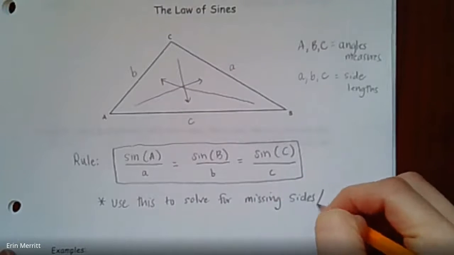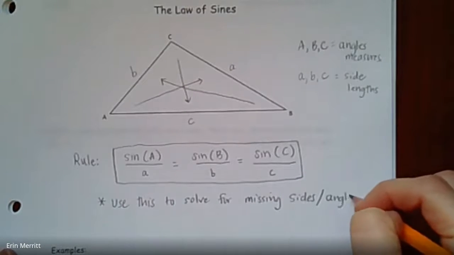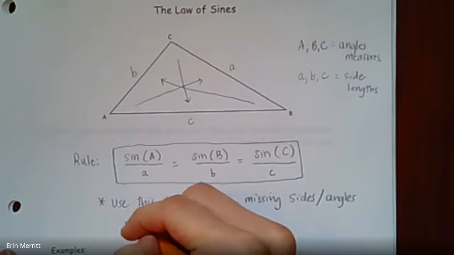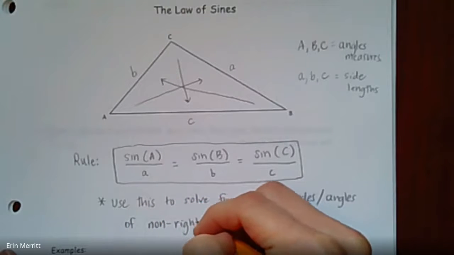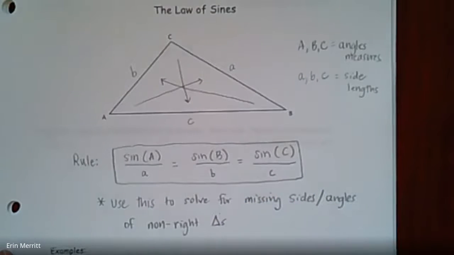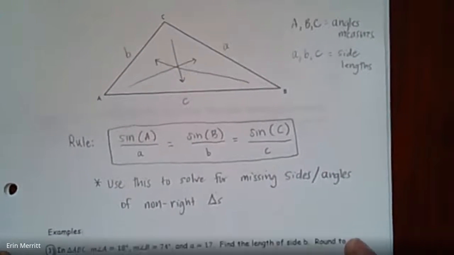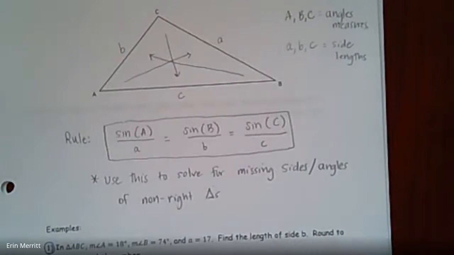So I'm going to say sides/angles of non-right triangles. It'll still work for right triangles, but the nice thing is it doesn't have to be a right triangle. Up to this point, it had to be, because to be able to use it we needed a hypotenuse and so on. In this case, you don't need a hypotenuse. So it works really nicely.